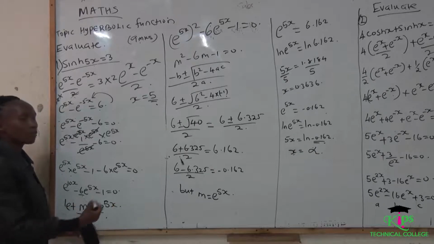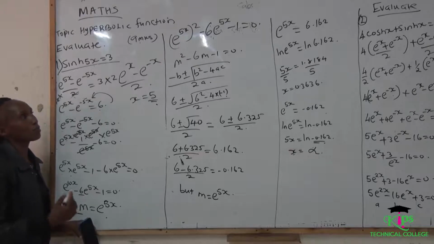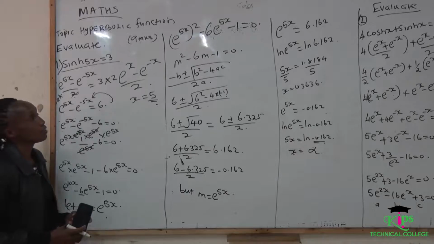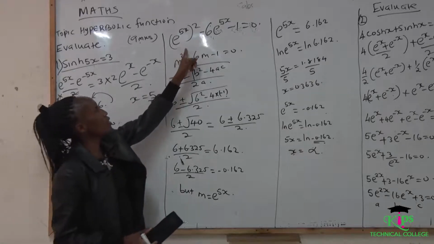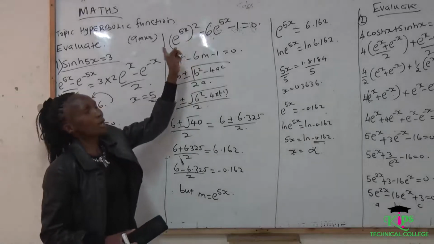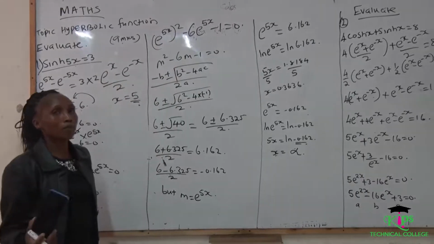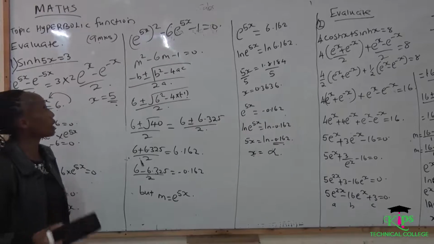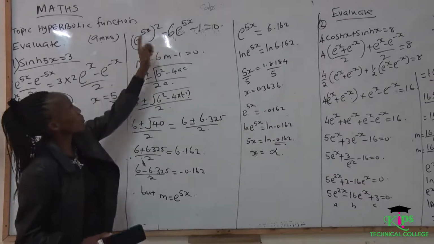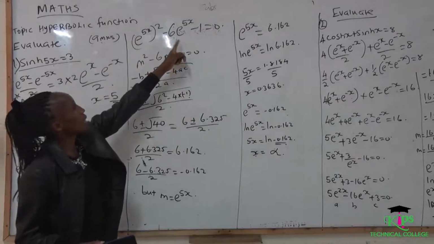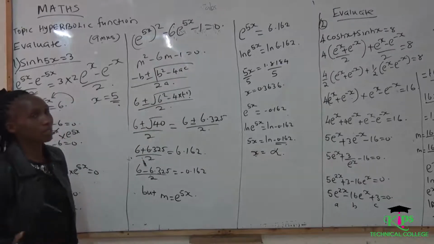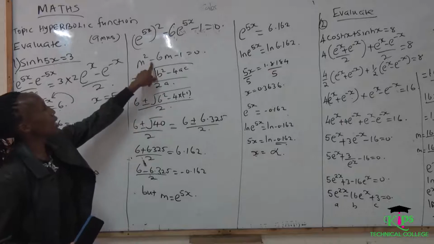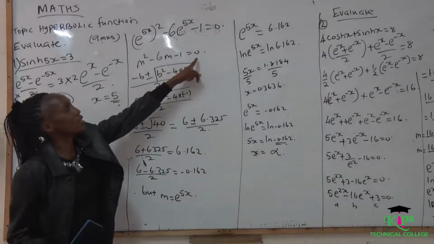To simplify using the formula method, we use other values than the exponential with a given value. That means you are going to have exponential 5x. If you multiply by 2, that's like squaring. But when we talk of indices, instead of squaring, you multiply. That is 5 multiplied by 2, you get 10. Minus 6 exponential 5x minus 1 is equal to 0. We use the formula method, which is m squared minus 6m minus 1 is equal to 0.